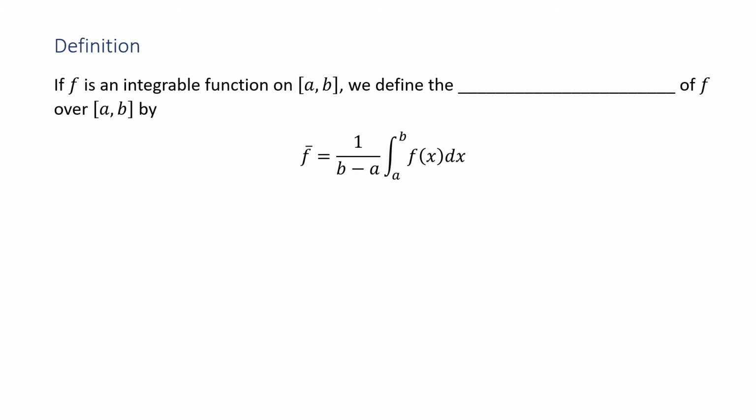The definition: if f is an integrable function on the closed interval from a to b, we define the average value or mean of f over the closed interval from a to b by, our notation is f with a bar over it, equals 1 divided by the quantity b minus a times the integral from a to b of f of x dx.